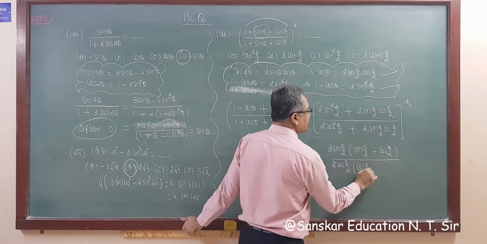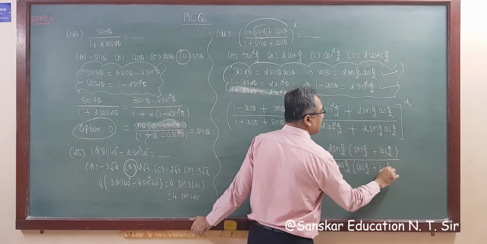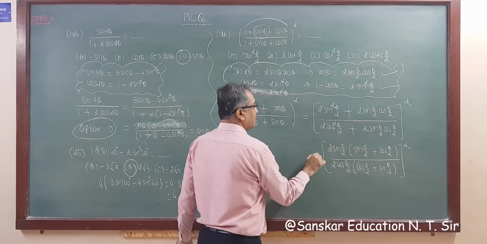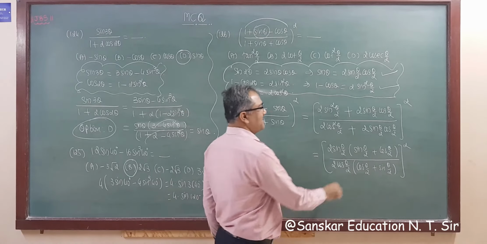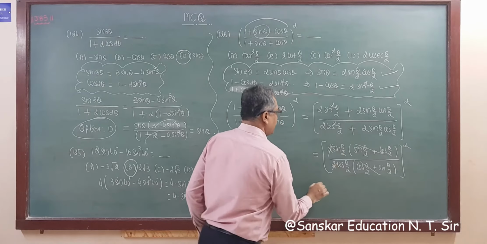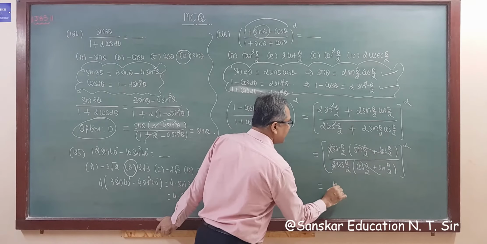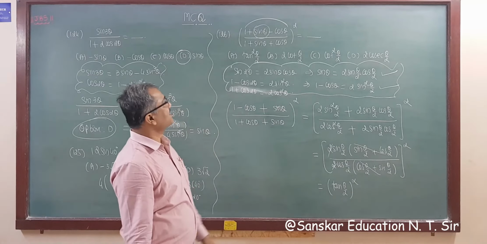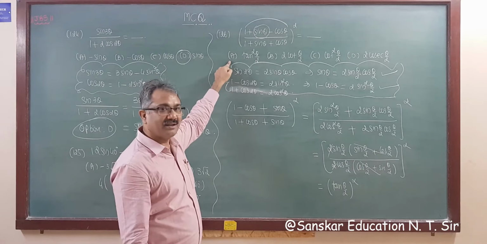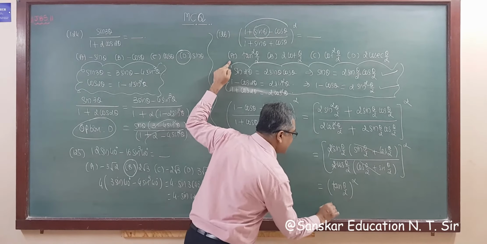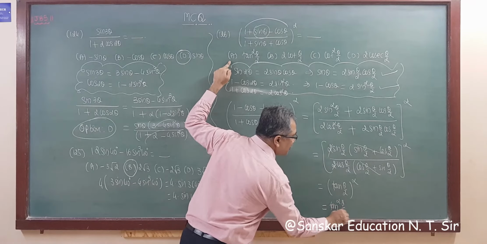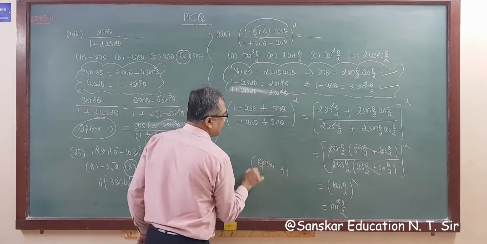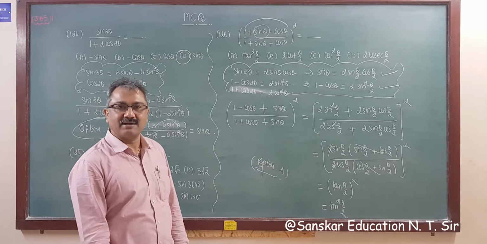So the answer will be cos theta by 2 plus sin theta by 2, and this is whole square as it is. I am not disturbing the square. This is cut, this is cut. So remaining is sin upon cos, which is tan theta by 2, and this is whole square. That is, the answer is tan square theta by 2. That is option number A. So this is tan square theta by 2. That is, option A is your correct answer. Option A is the correct answer, right?